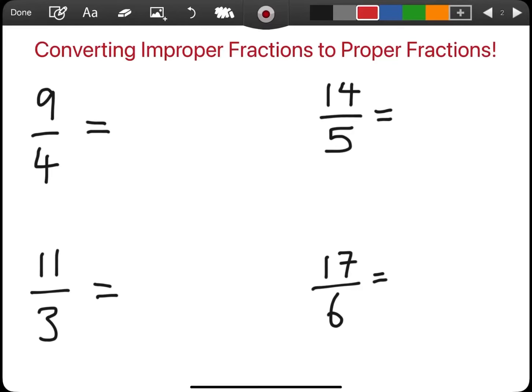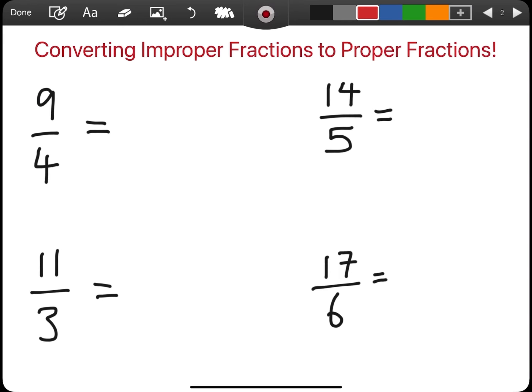In this video, we're going to be looking at how to convert improper fractions into proper fractions. Okay, so an improper fraction is when the top number, the numerator, is bigger than the bottom number, the denominator, meaning that the fraction is worth one whole or more. For instance, let's look at the first one.